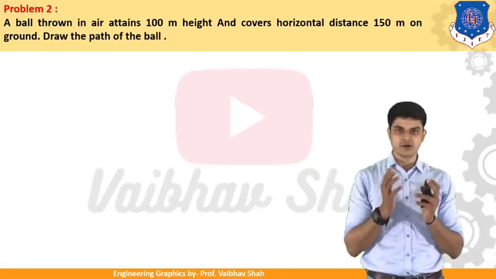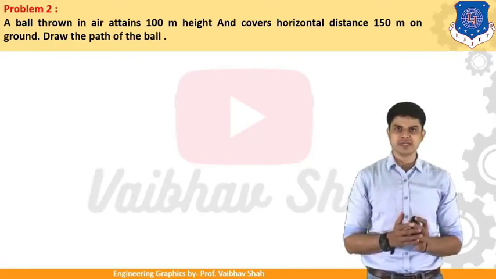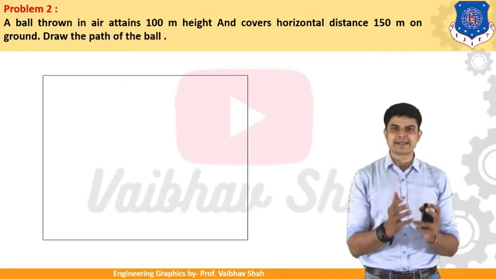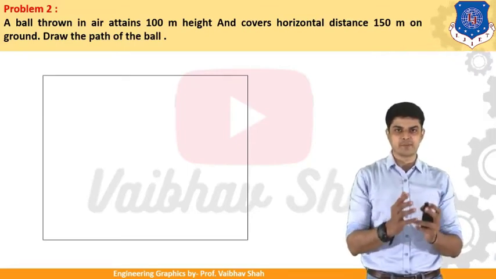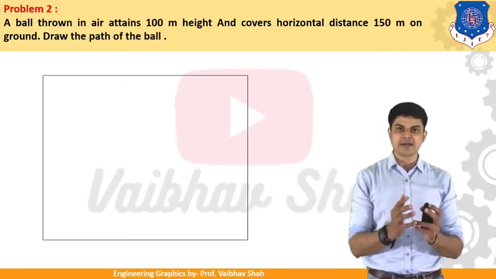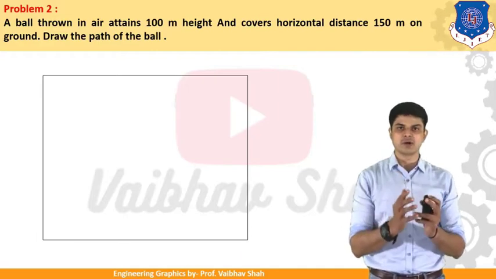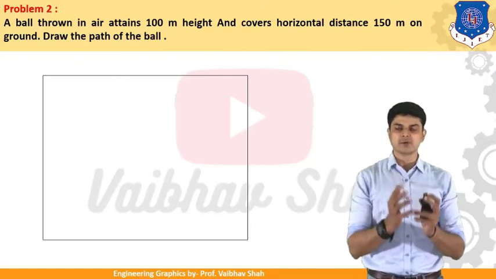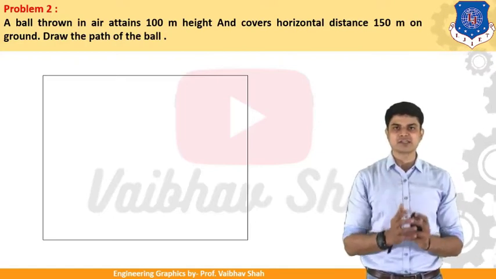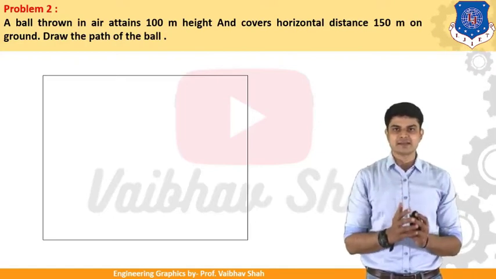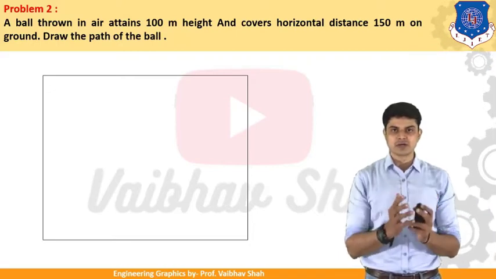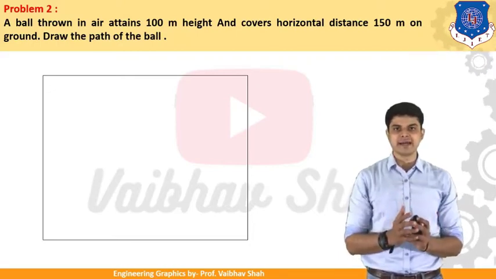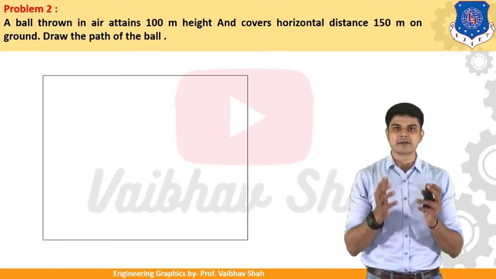So here we should draw a parabola. We will be using one method which is known as the rectangle method in order to draw a parabola. This method is also known as the oblong method to draw a parabola. So the rectangle method or oblong method to draw your parabola. We should construct one rectangle with the length equal to the total horizontal distance covered by the ball and height equal to the total height attained by the ball.